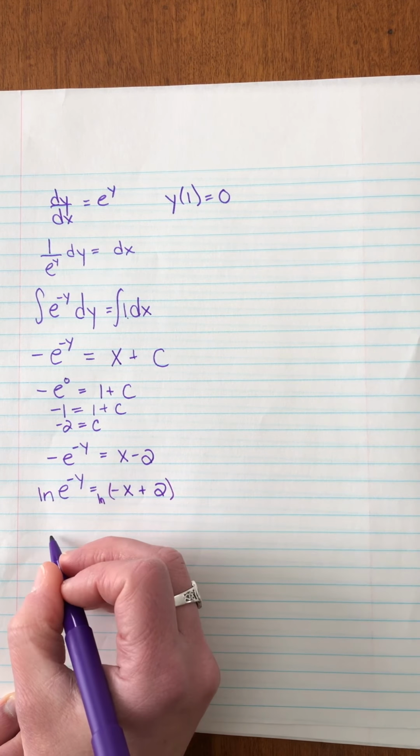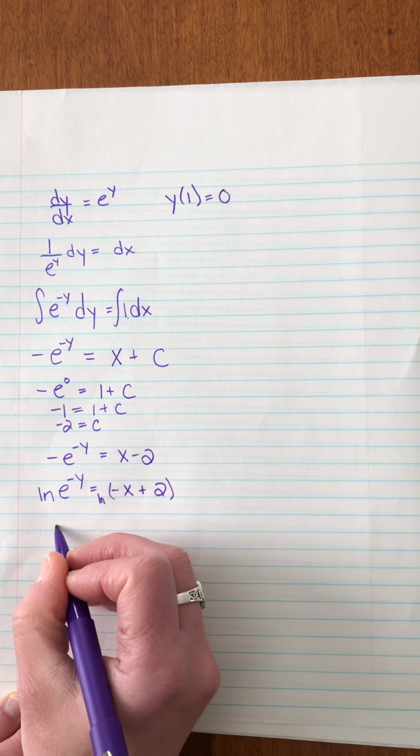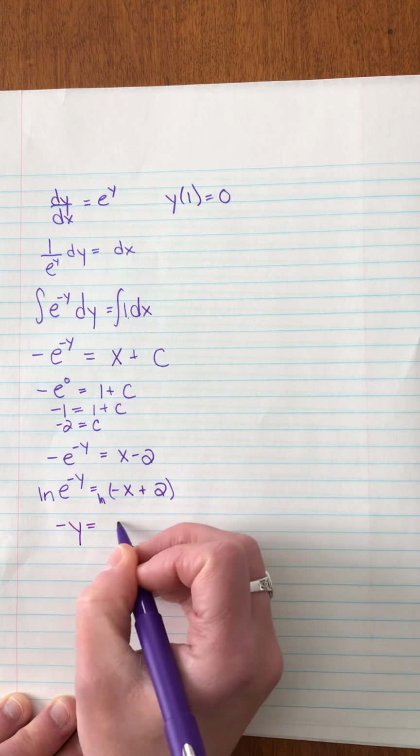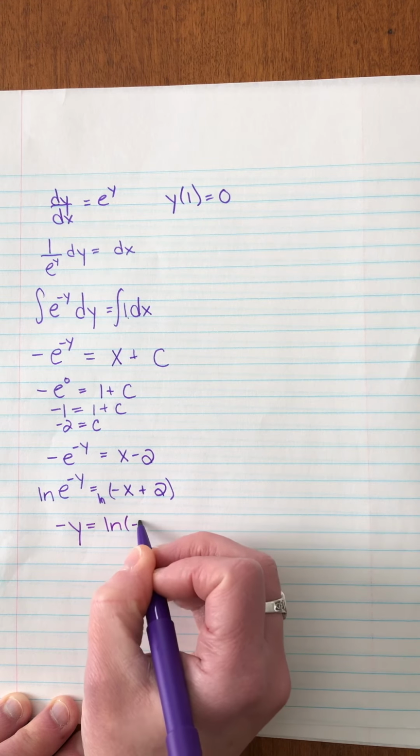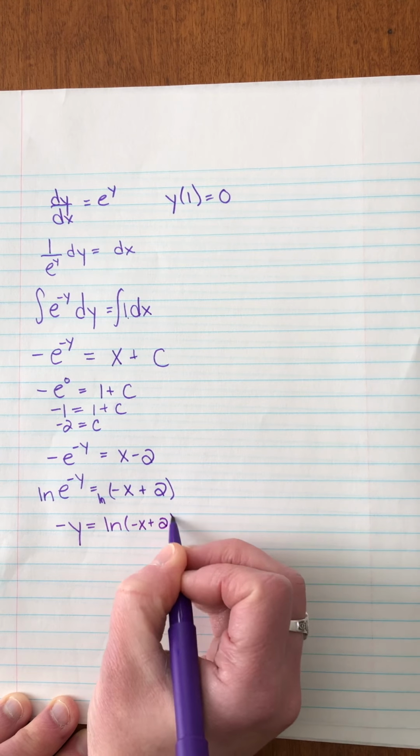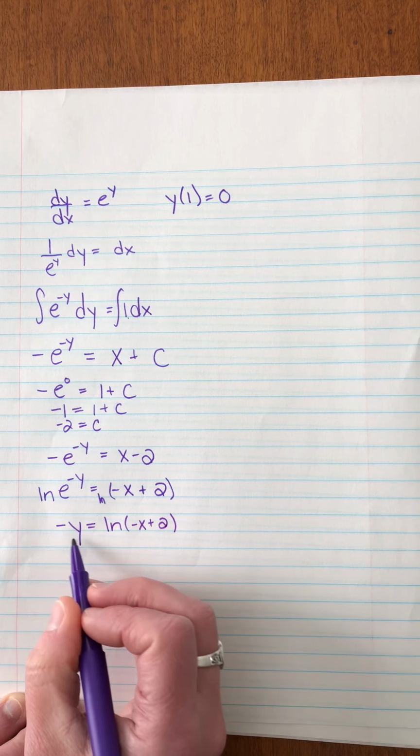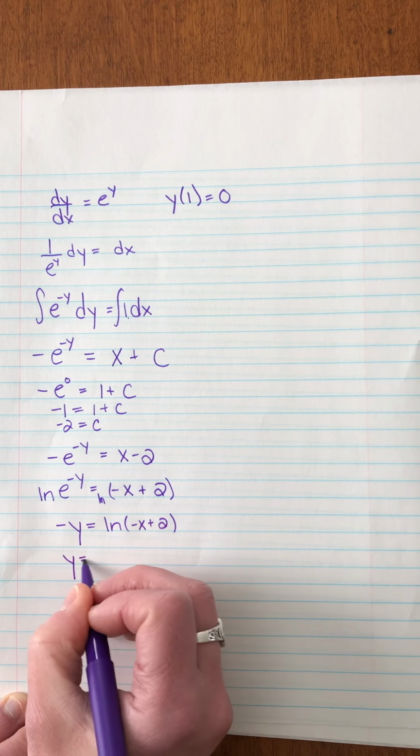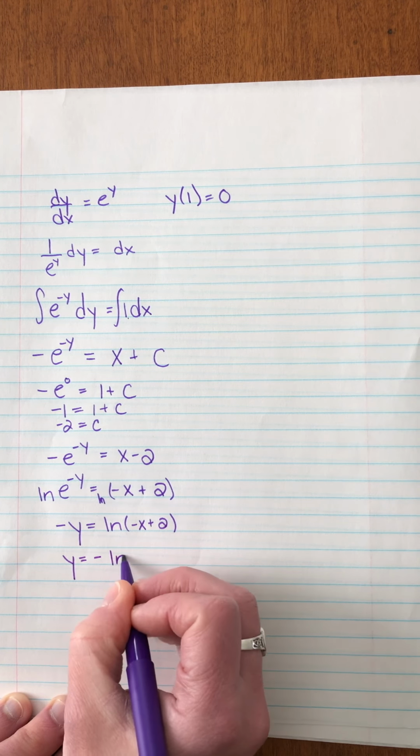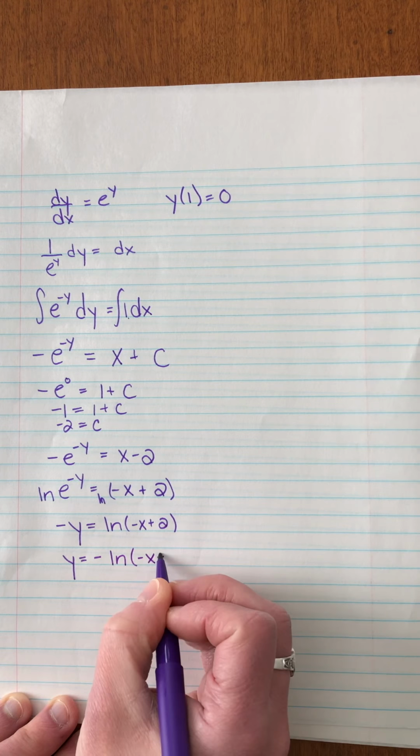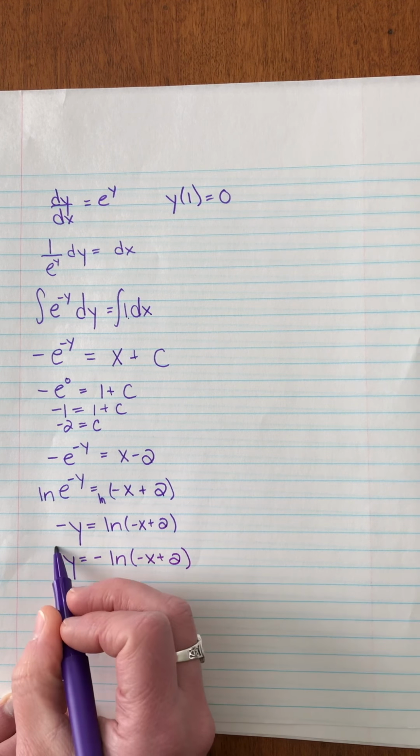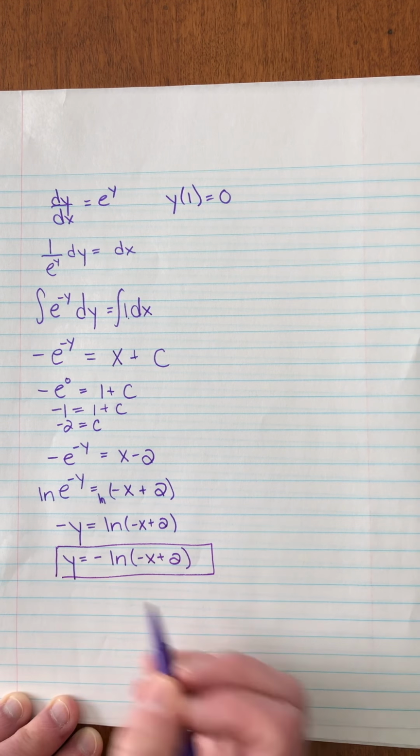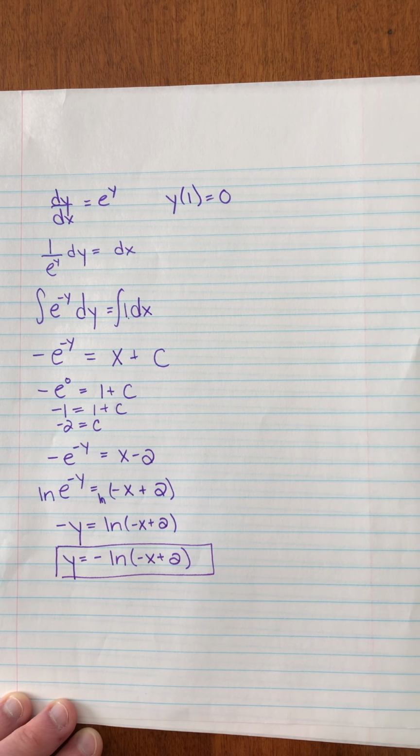So the e and the ln are going to cancel, so it's going to be negative y equals ln of negative x plus 2. All right, and then last step, I want to get the y by itself, so I'm going to divide everything by negative 1, or both sides by negative 1. And that is my final solution to my differential equation. All right.